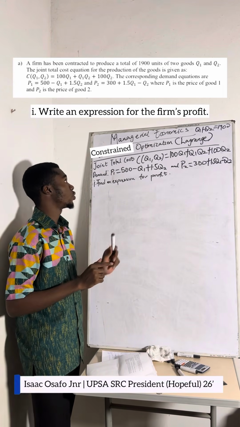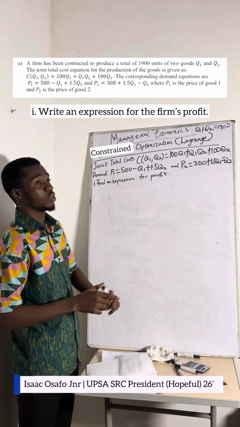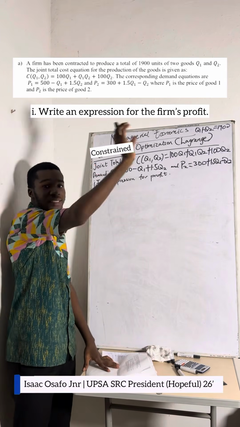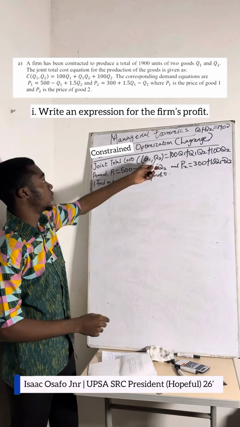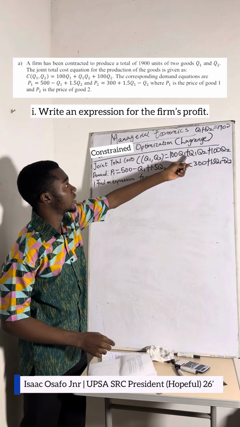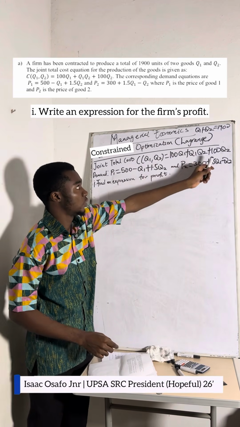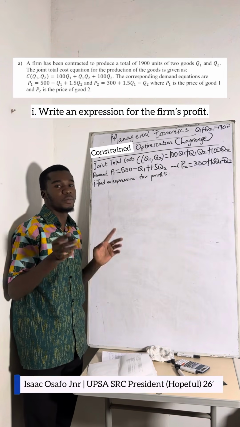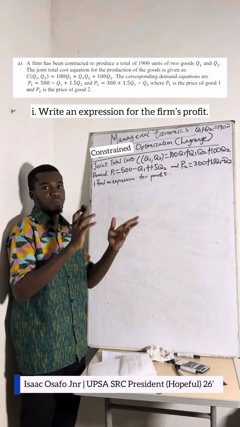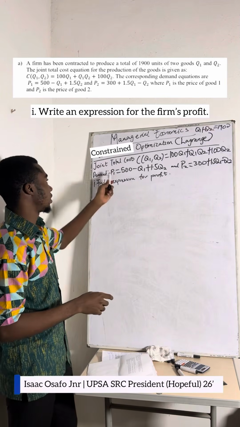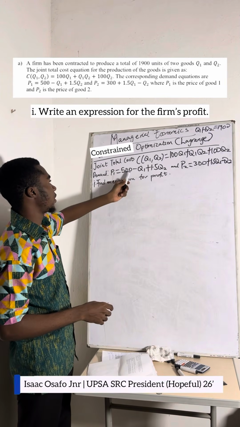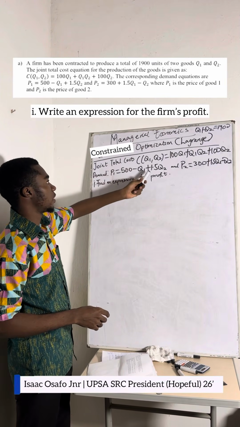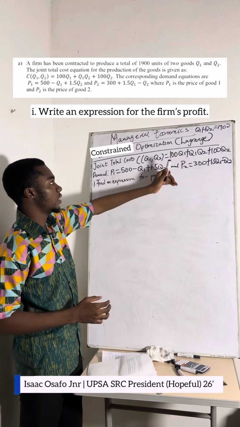They've given you the total cost for both of them. So when you add these, it gives you 100 Q1 + Q1 Q2 + 100 Q2. That's the total cost function. But for the revenue, they didn't give you one for both of them; they gave you for each separately. They gave you the price for the first one, which is 500 - Q1 + 1.5 Q2, then a separate one for the second.